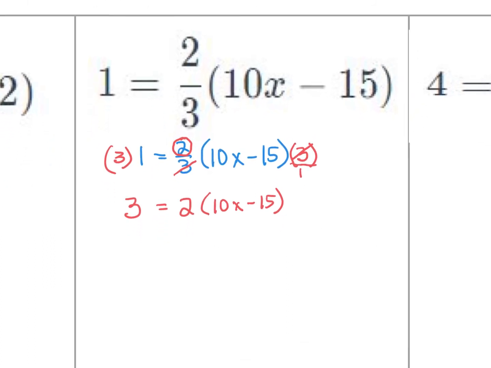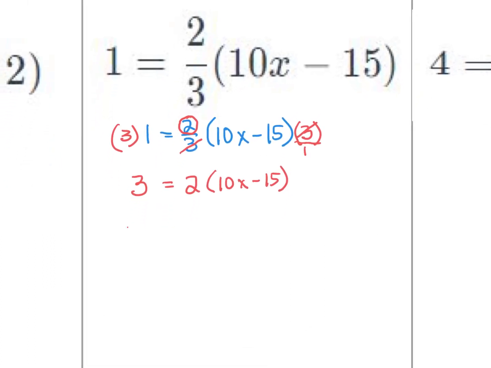From here I do have to distribute. So now I have 3 equals, I have parentheses, so I've got to do the outside times the first one, and then the outside times the second one. So 2 times 10x is 20x. And then 2 times negative 15, because remember this whole term is negative 15. 2 times negative 15 is negative 30.